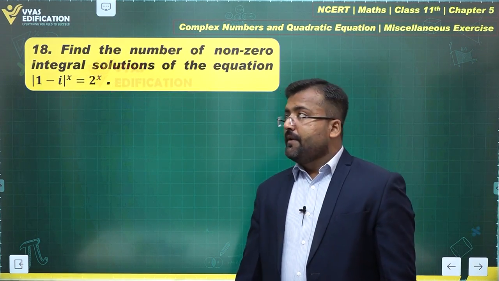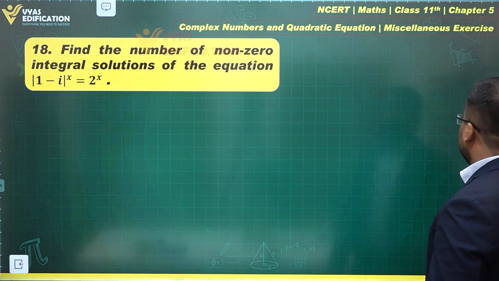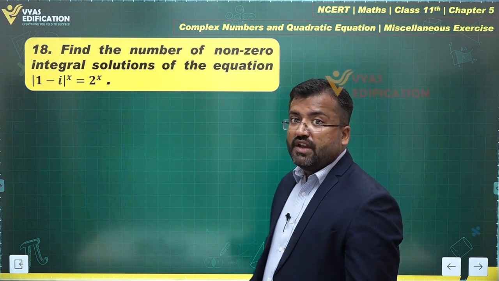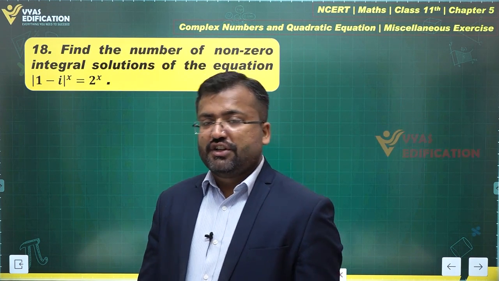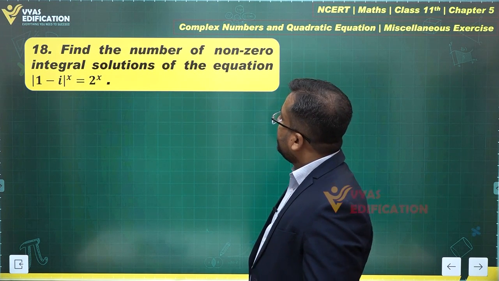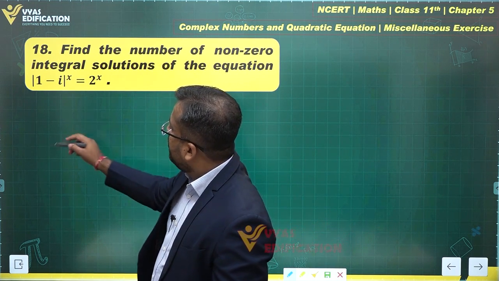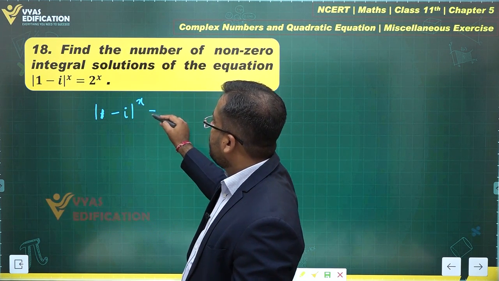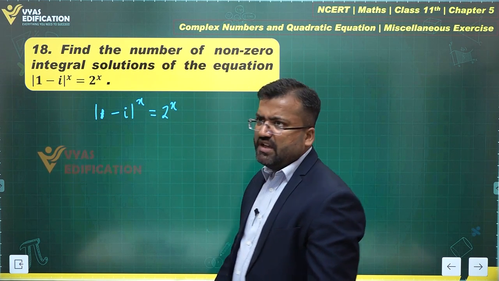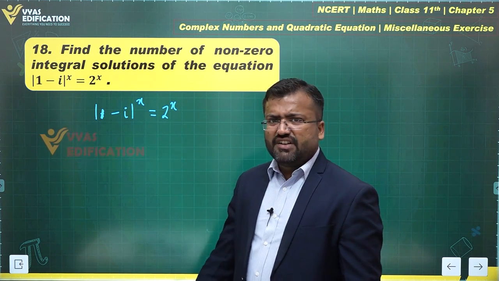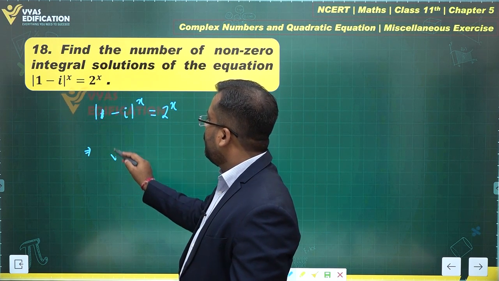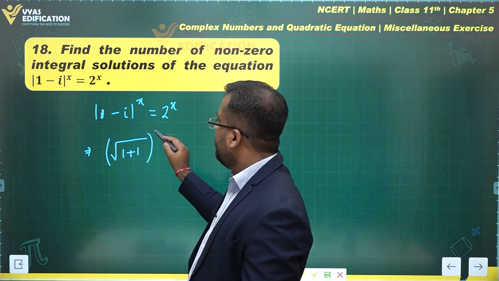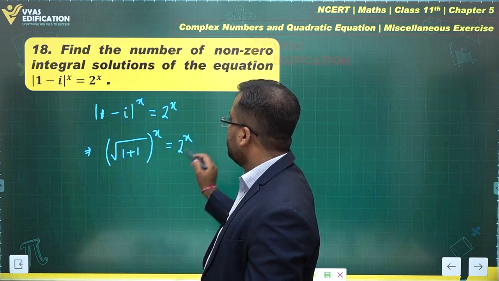Let's take a look at this one. Find the number of non-zero integral solutions of the equation. Non-zero integral solutions is what we are looking for, right? So let's take a look at this. What we have is modulus of 1 minus i, power x, is equal to 2 power x. Now modulus of 1 minus i is not difficult. We can easily find that. What you get is root of 1 square plus 1 square, and power x is equal to 2 power x.